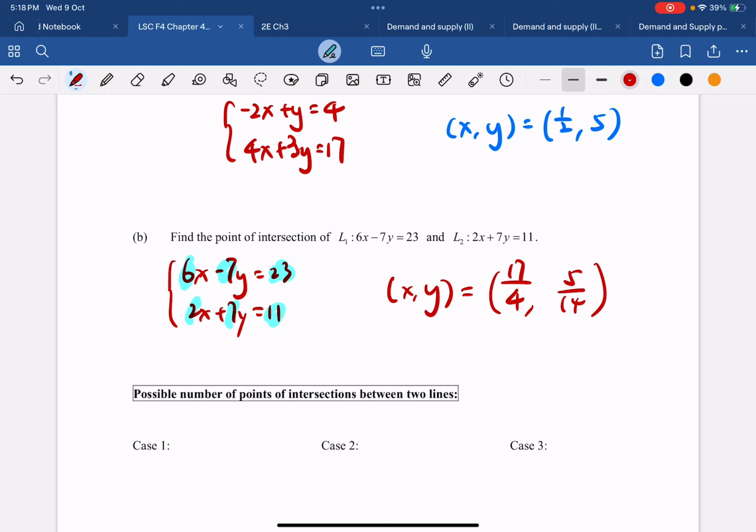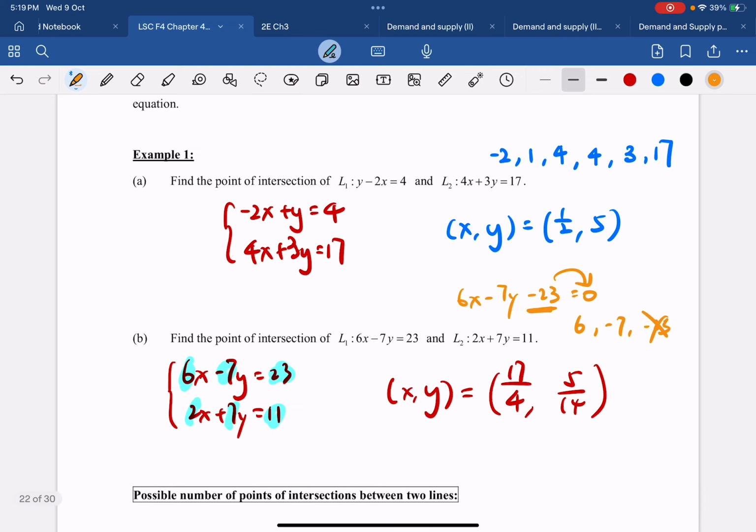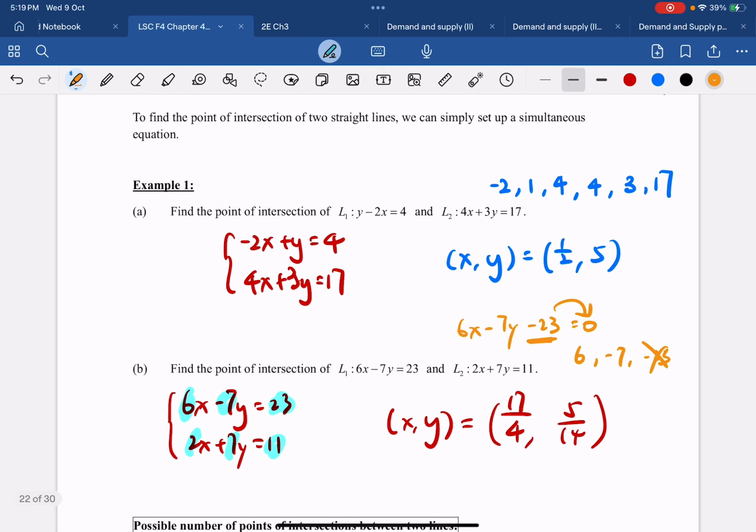So one point worth mentioning is that sometimes the straight line equation is given like this. So remember, when you enter the program, you have to move the constant term to the right hand side. So don't input 6, negative 7, and negative 23. It's wrong. So now I taught you how to find the point of intersection, right?